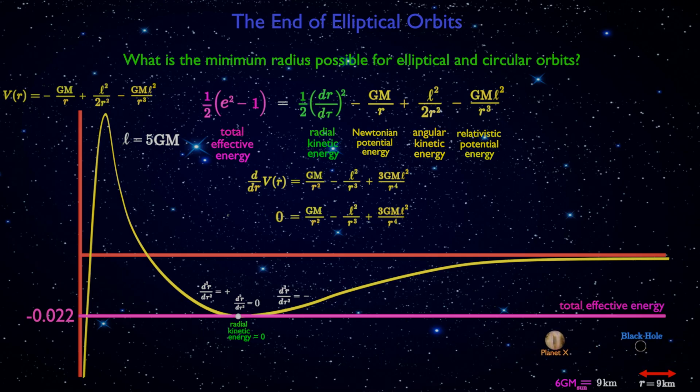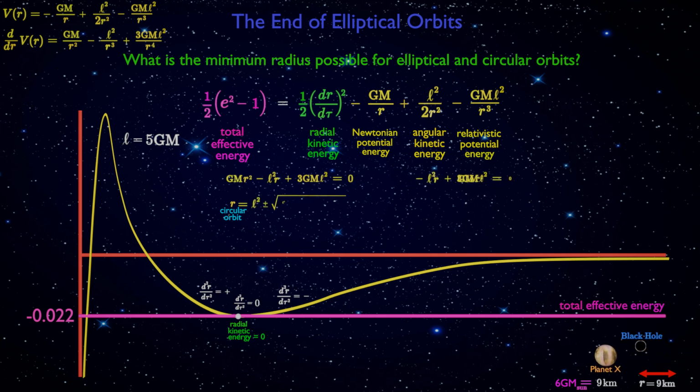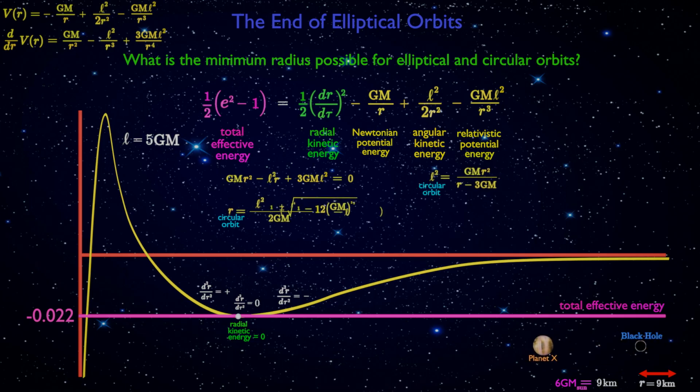To solve this equation, we first multiply through by r to the power of 4. We solve this quadratic equation in r using the quadratic formula. We will simultaneously solve for L squared, to be used later. Now let's factor out an L squared in the equation for r.